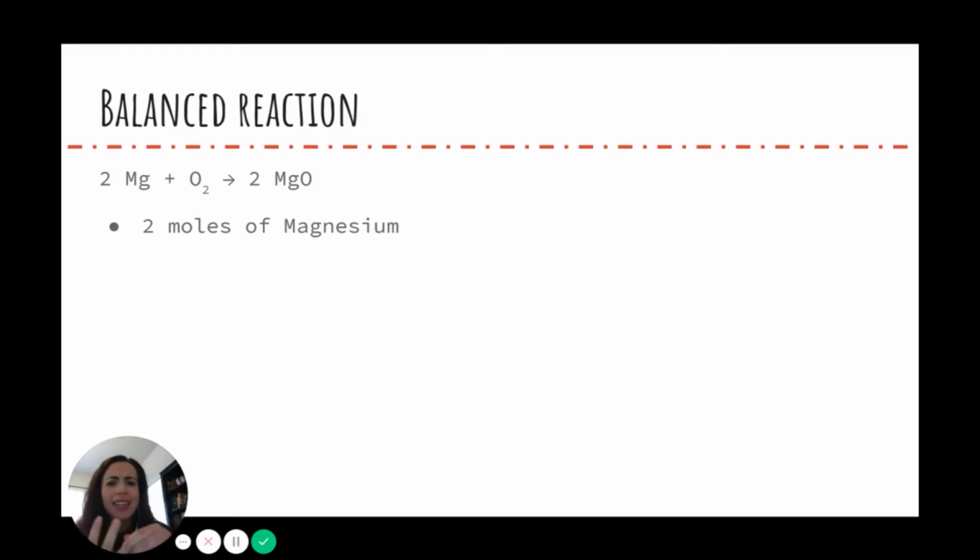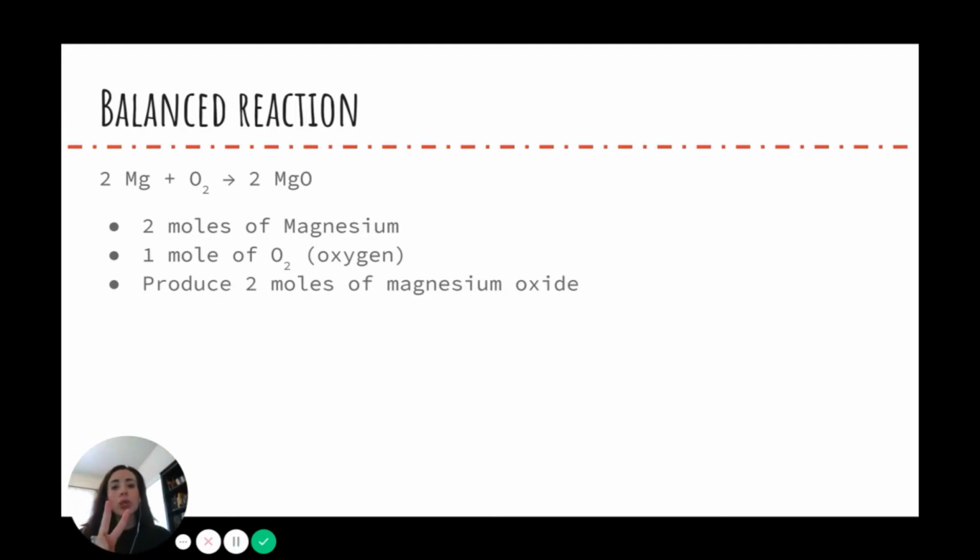So how would we say the next one? How would we talk about oxygen? Well, we know we have 1. There's that invisible 1 there. Our measurement is moles, and our substance is oxygen. So we have 1 mole of oxygen. And what do we produce? Well, we produce 2 moles of magnesium oxide. So notice, very much like a recipe, you're told the amount, you're told the measurement, and you're told what substance you're talking about, and then you're also told how much is produced.